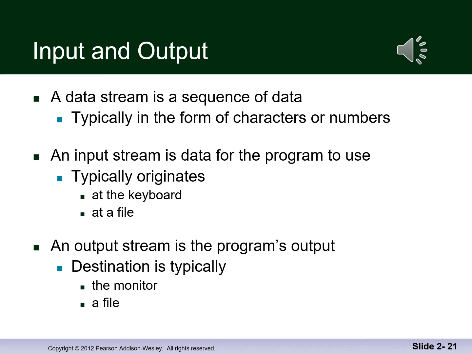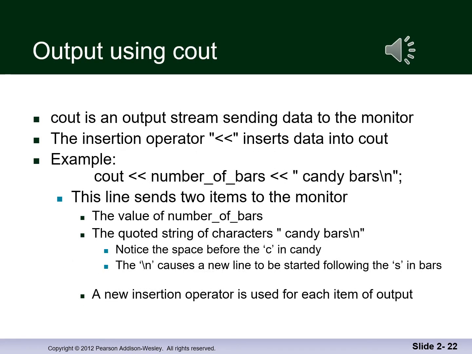An output stream is the program's output. The destination is typically, and for the first half of this class, it will be the monitor. However, as we get into file streams, I'll show you how to send output also or just to a file. You can send output to the monitor and a file, the monitor, or just a file. We're going to generate output using the cout statement. Cout is an output stream that sends data to the monitor. The insertion operator inserts data into cout.